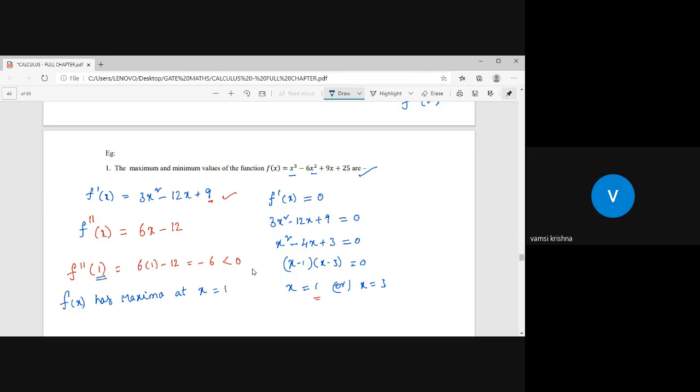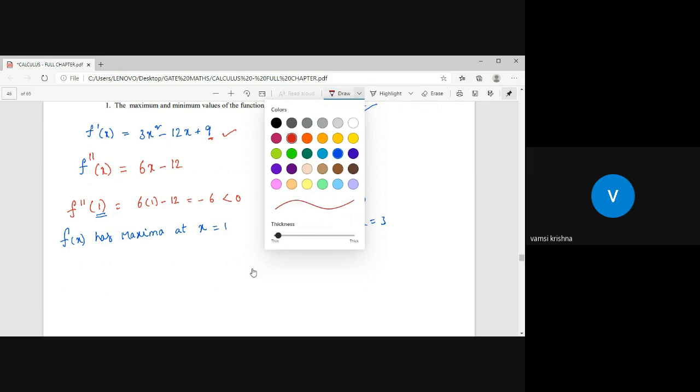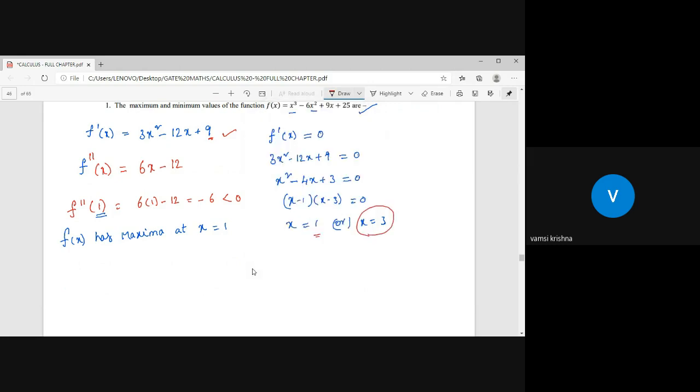So maxima at x is equal to 1. And in the same way, let us find out the second root. The second root is x is equal to 3, so we have to substitute it. Let me take x is equal to 3.